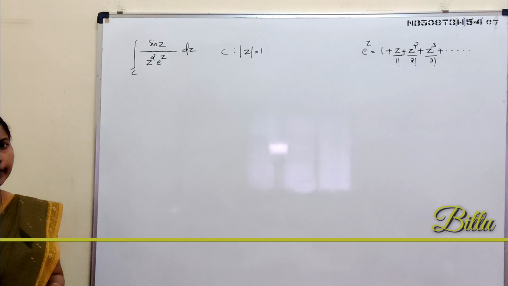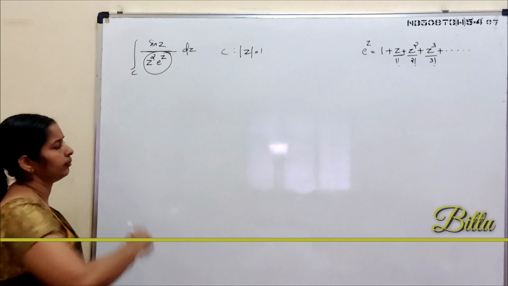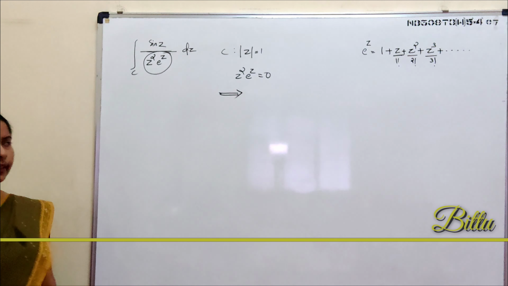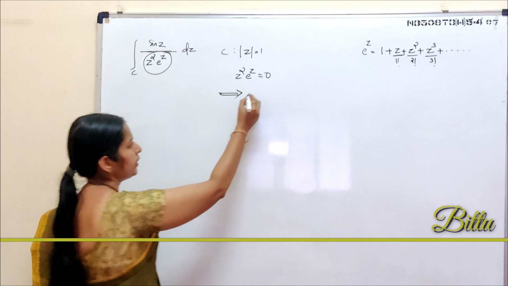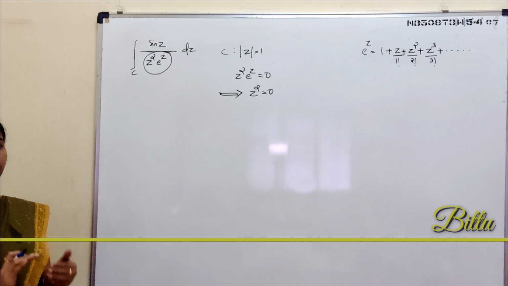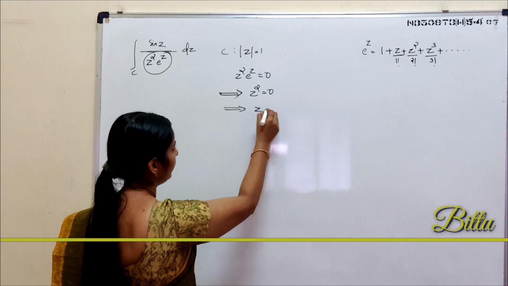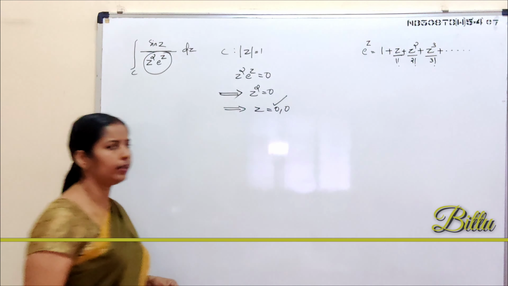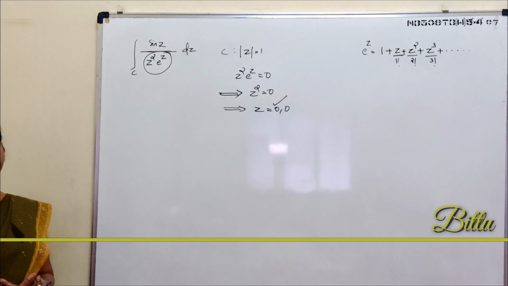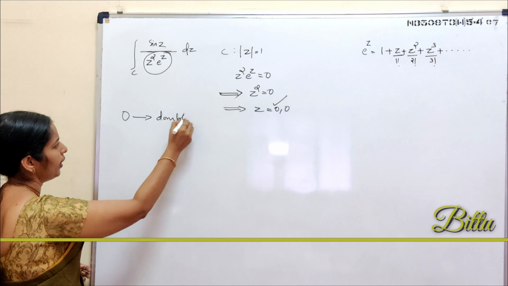First you notice singularities. You will get the singularities by solving this equation. From here, z square equal to 0, because the exponential function never takes the value 0. So only z square equal to 0. From here, we have z equal to 0, 0. So the singular point is 0, which is a pole, and clearly it is a double pole. So we have the conclusion that 0 is a double pole of the given function.